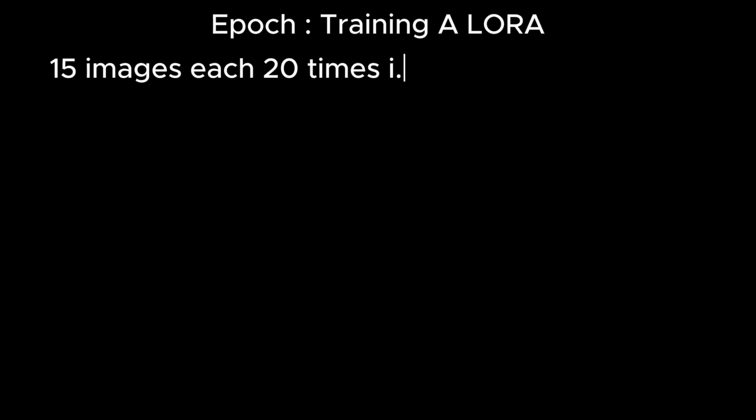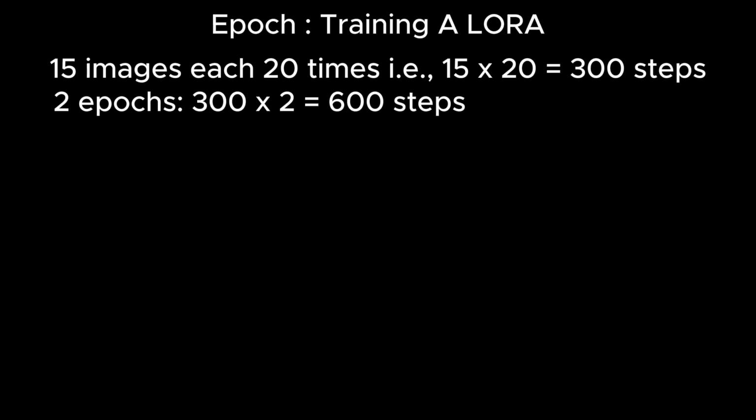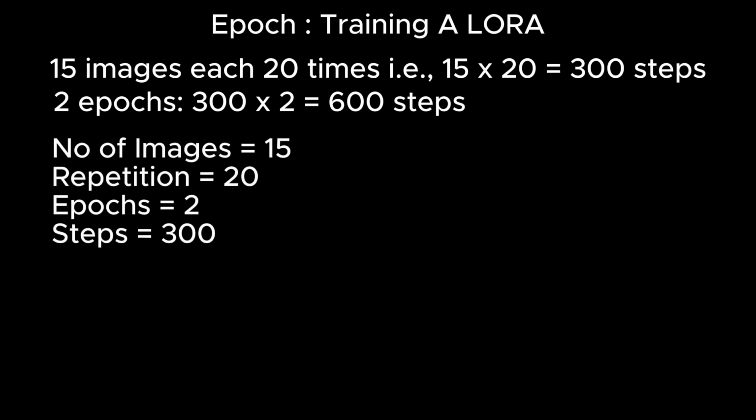In my example, I want to train a Lora by reading 15 images, each 20 times. In this case, one epoch is 15 times 20. That is 300 training steps. Similarly, if 2 epoch, this will be repeated twice, so it will be 300 times 2. That is 600 steps. Note that, the units I said here are number of images, repetition, epoch, and steps.